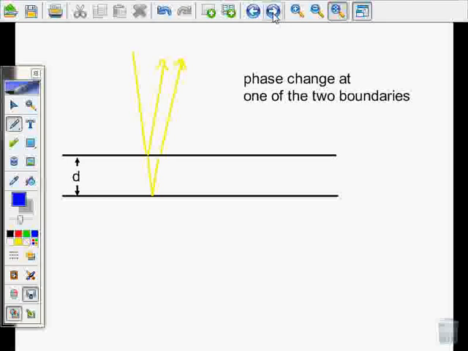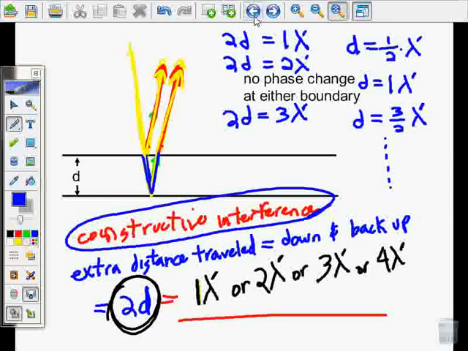All right, we're back. Now, let's say there's a phase change at the first surface. In that last problem that we just looked at, there was no phase change at either boundary. But you know, sometimes there is a phase change. So let's take a look at that.